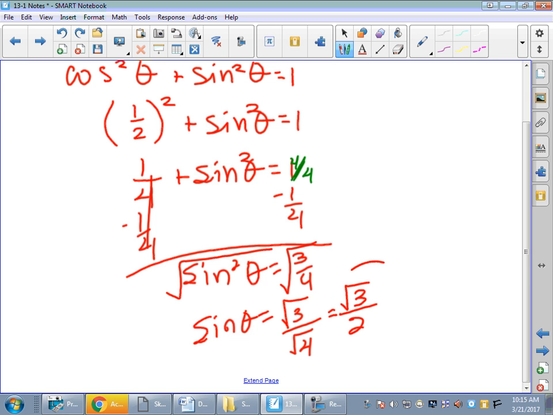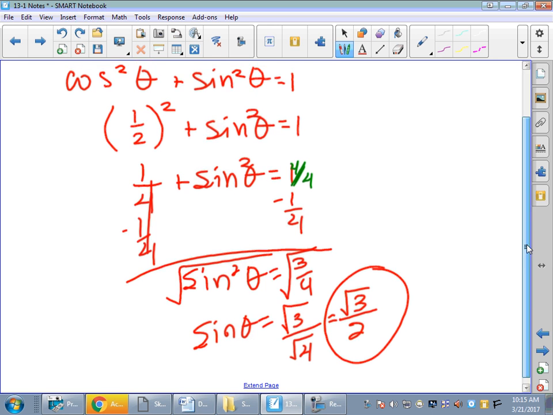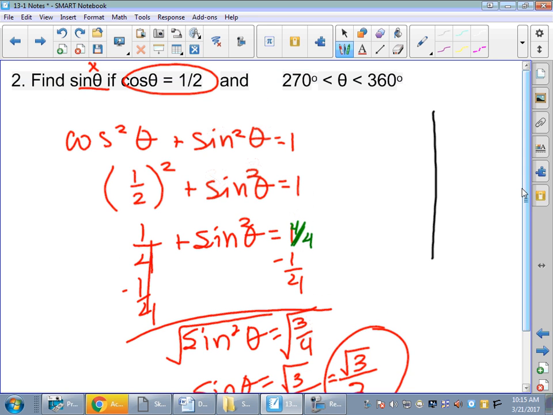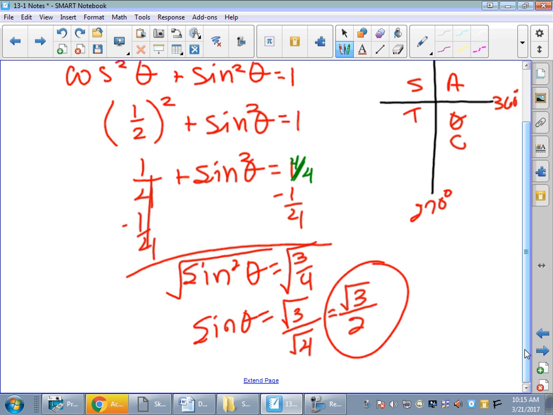Whenever you take the square root of a fraction, you need to break it apart and then simplify: square root of 3 over 2. Now I've got to look at my CAST, and if we go all the way back to the beginning, they're telling us that theta is in the fourth quadrant, because here's 270 degrees, here's 360 degrees. All Students Take Calculus tells me that cosine is positive, but sine would be negative. Since we're finding sine, I need to make it a negative value. Negative root 3 over 2.